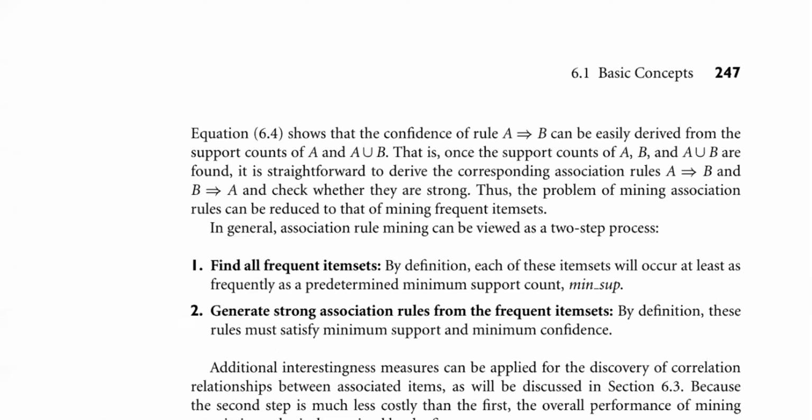So here we have considered the two-step process of association rule mining. Find all the frequent item sets, that is the first one. And the second one is to generate the strong association rules from the frequent item sets. That is the final step of association rule mining. Here we also have to consider the closed frequent item set.